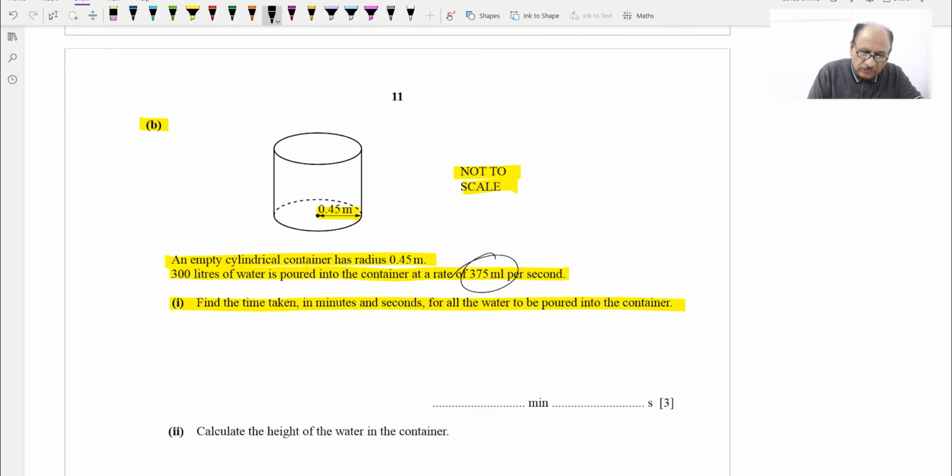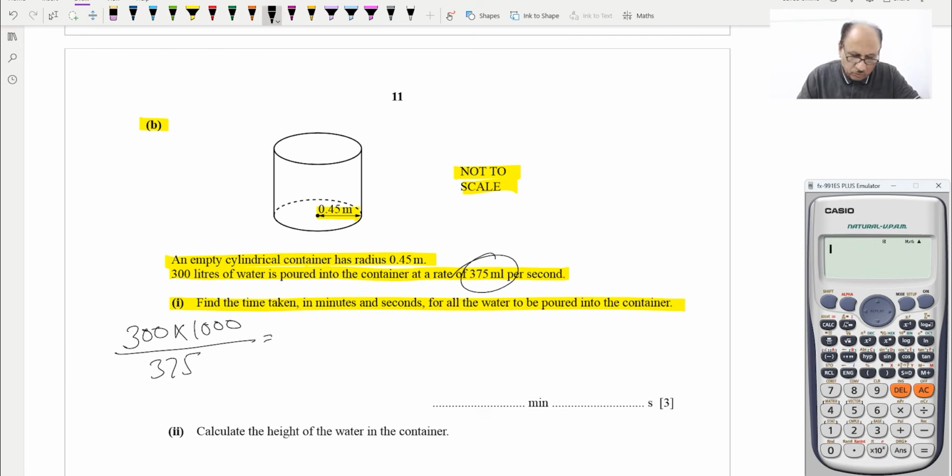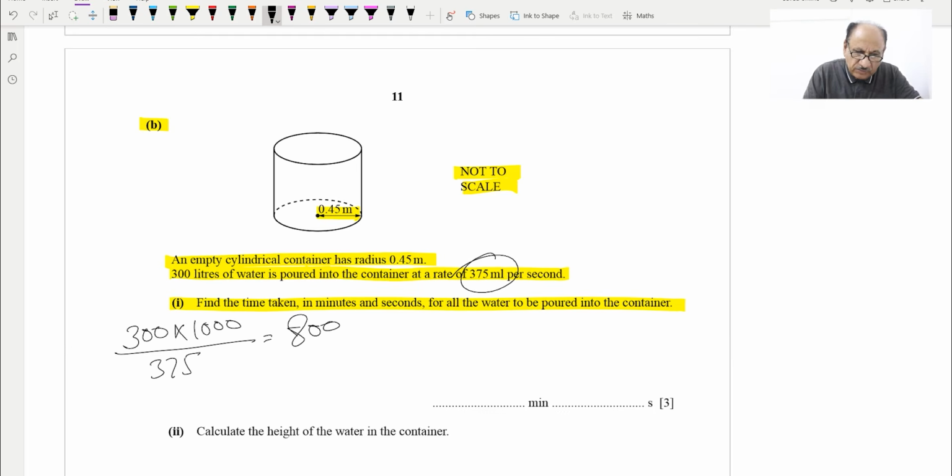So 300 liters, which we will be converting into milliliters by multiplying by 1000, and this will be divided by this one because in 1 second, and so this will be giving us the time taken. So it will be 300 and 1000, so this one divided by 375, and this will give us 800 seconds.